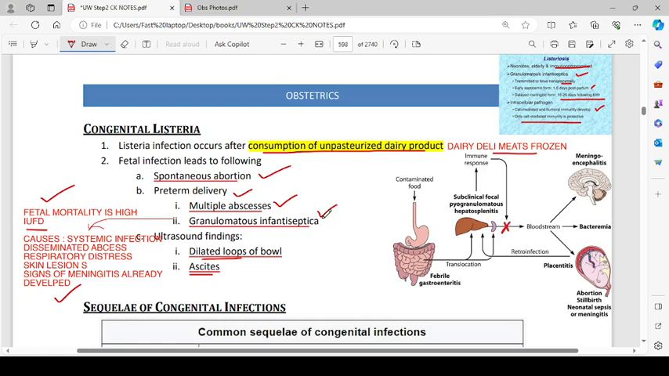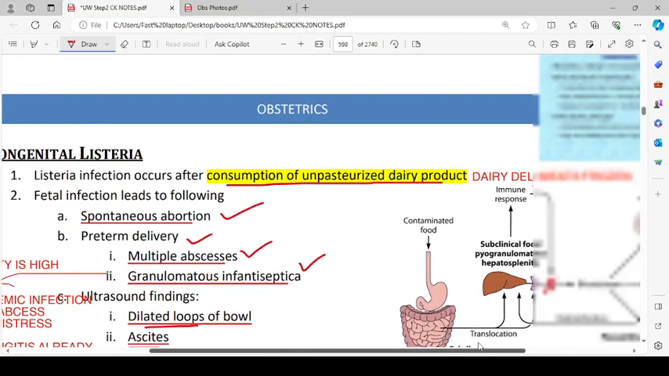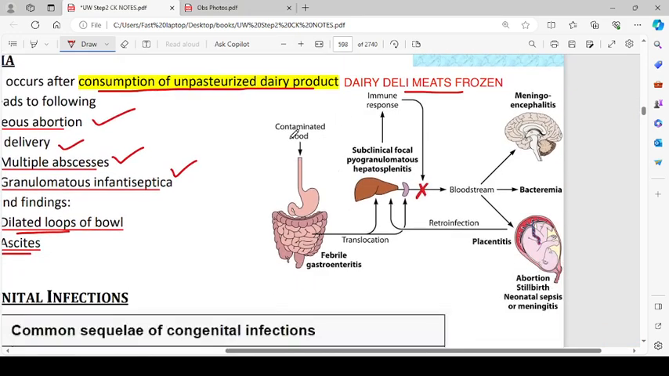There is another diagram. They are saying that when we consume contaminated food like deli meats or frozen foods, there is febrile gastroenteritis, and translocation of the bacteria into the liver and spleen. So subclinical focal pyogranulomatous hepatosplenitis will elicit an immune response. The immune response will stop its transmission to the bloodstream.